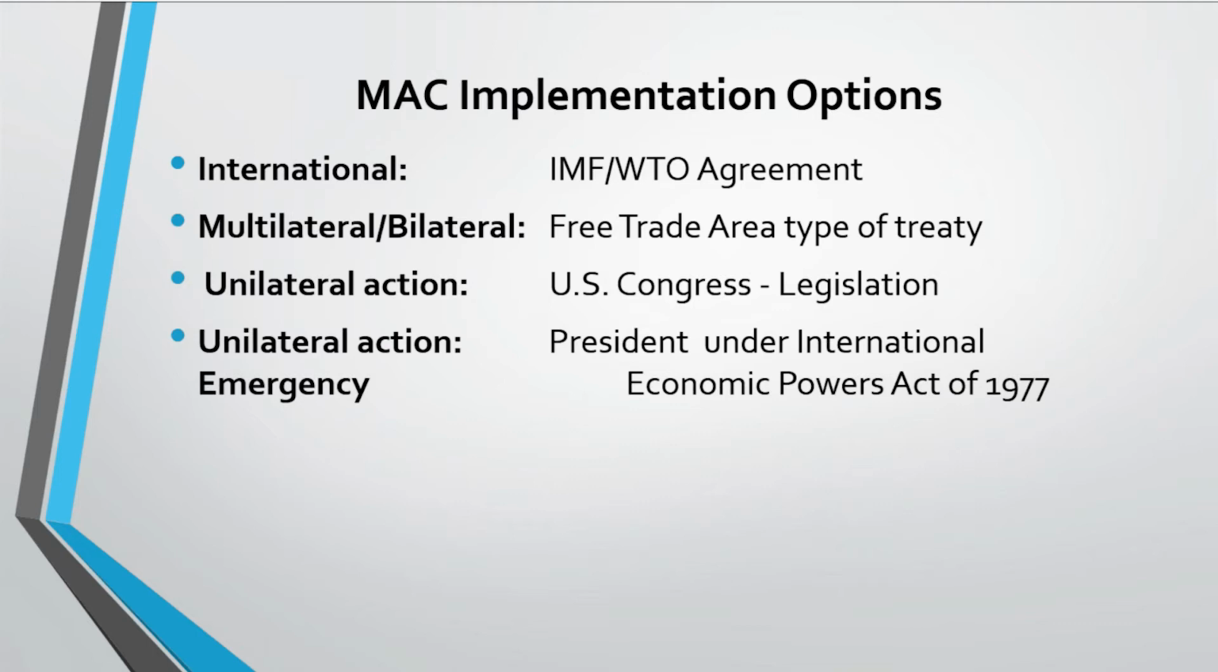Unilateral action, both of the next two are possible. It would be preferable to have the U.S. Congress implement it through legislation, which we're working on actively now with the Senator's office. And it actually could be introduced by the President under the International Emergency Economic Powers Act of 1977. This remains kind of Plan B.